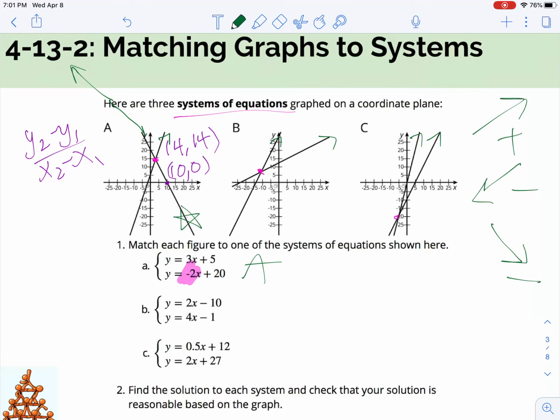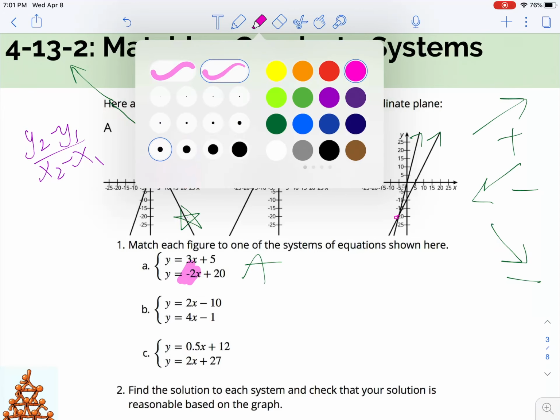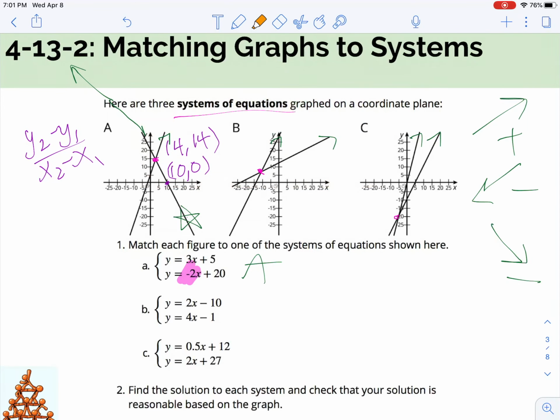Then when I look at B, a fast way to do this is to look for the y-intercept, because remember it's y equals mx plus b, where b is your y-intercept and m is your slope. I don't know why I didn't think of this until just now. This is an even faster way to do it than doing the slope.